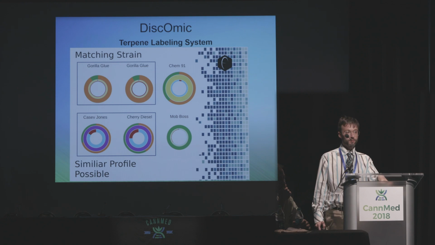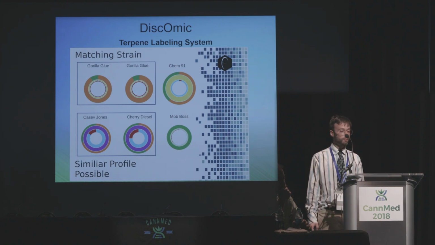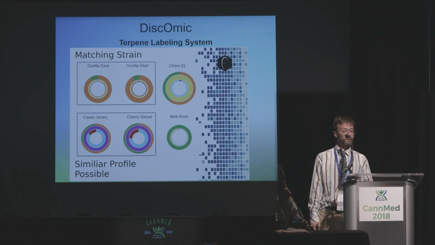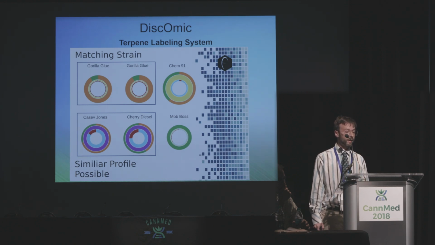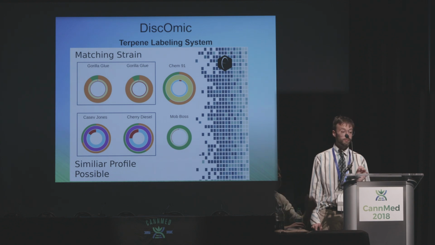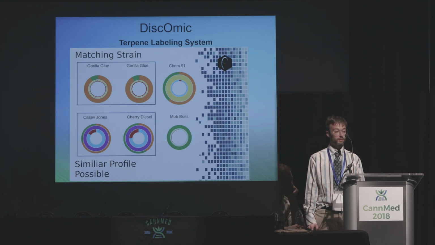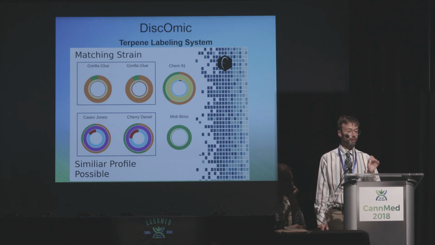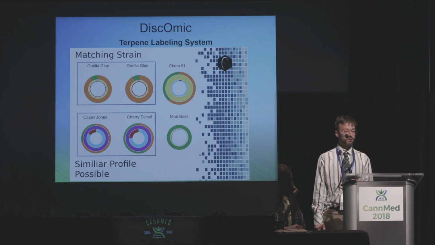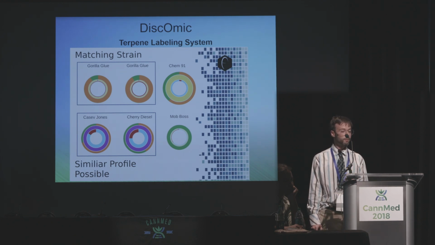And what does this translate into? So when we run the actual numbers through this system, what we get are these color-coded labels that are very indicative of the terpene profile. And as you can see, you can match strains using this. You can see the Gorilla Glue has almost identical labels, whereas the Casey Jones and Cherry Diesel are very, very close to each other. And they are very similar. And if one were to run out of Casey Jones and want another strain that was very similar, they could go for that Cherry Diesel.